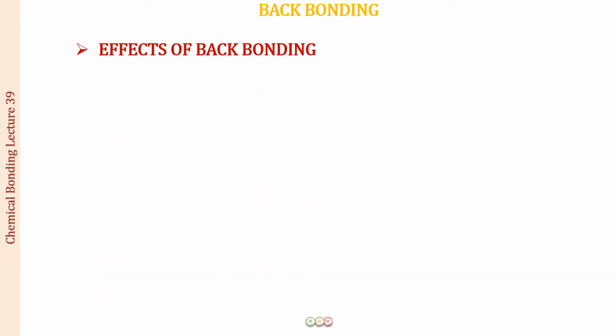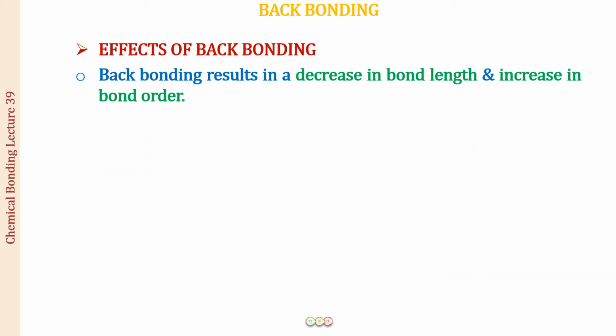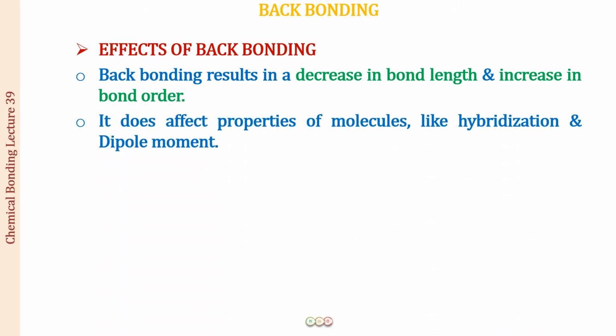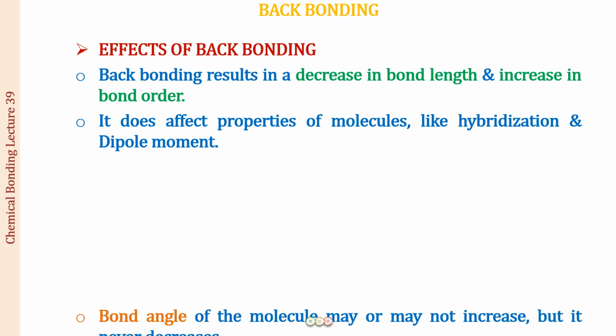Now, what are the effects of this back bonding? First effect, you've already learned that it can increase the stability of the molecule by completing the octet. But apart from that, back bonding results in a decrease in the bond length and an increase in bond order because of the partial double bond character. Then it does affect properties of the molecules like hybridization and dipole moment.